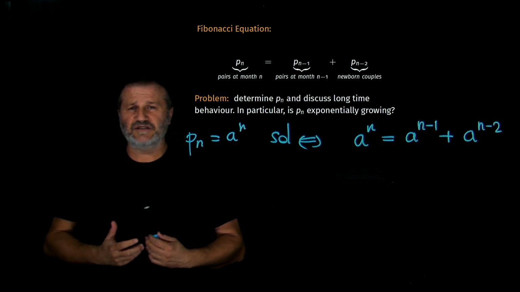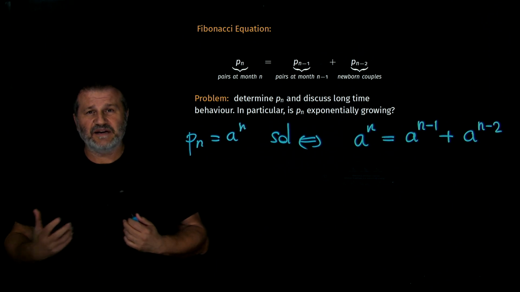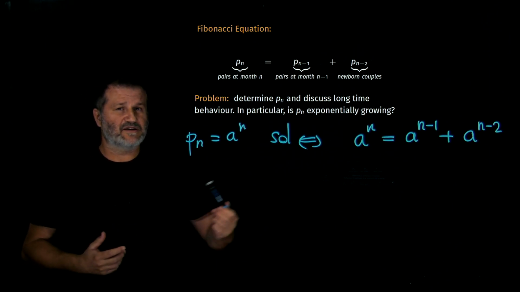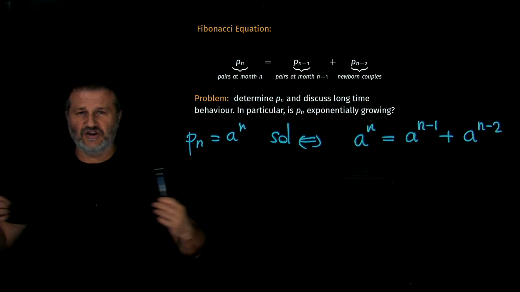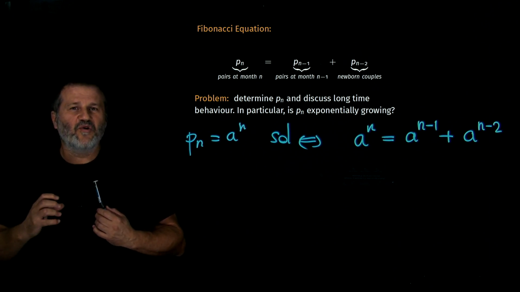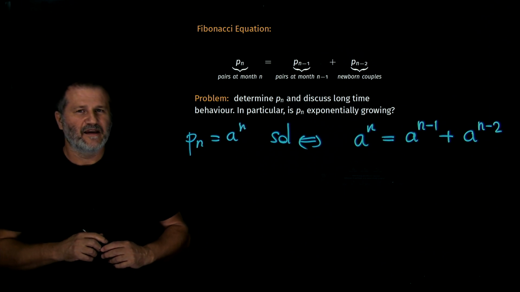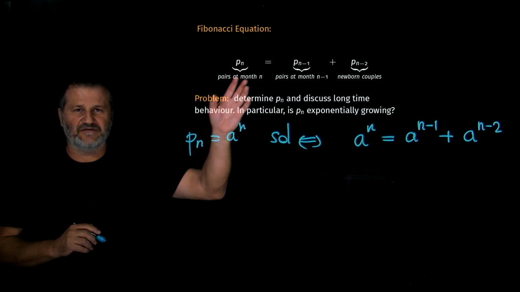Clearly, this equation is verified when a is equal to 0. And this can be considered a trivial solution because a equals 0 means Pn constantly equal to 0. So there is no evolution. There are 0 couples initially, and this will be forever. We can call this a trivial solution of that equation.